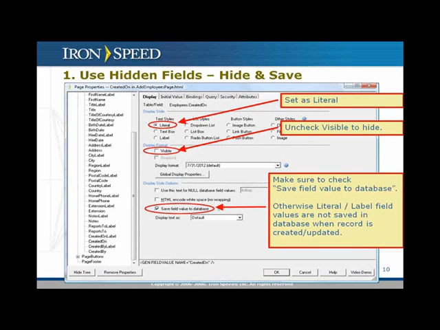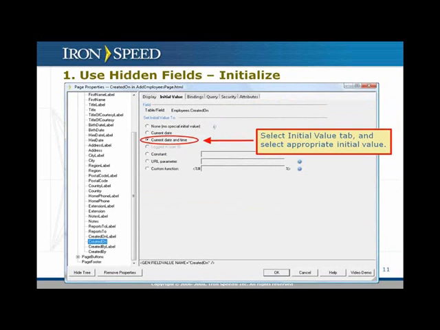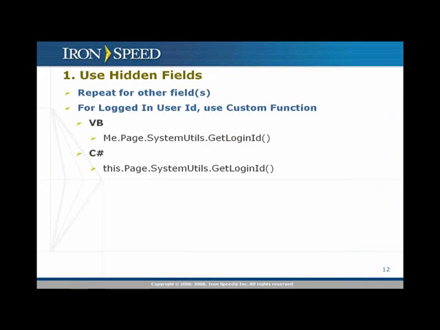You do those three things, and then you go to the initial value tab, and then what you do is essentially specify, for example, in this case, select current date and time. You have other options over here that you obviously can do, but this is essentially what you would need to do. And then, of course, what you want to do is repeat this for other fields.